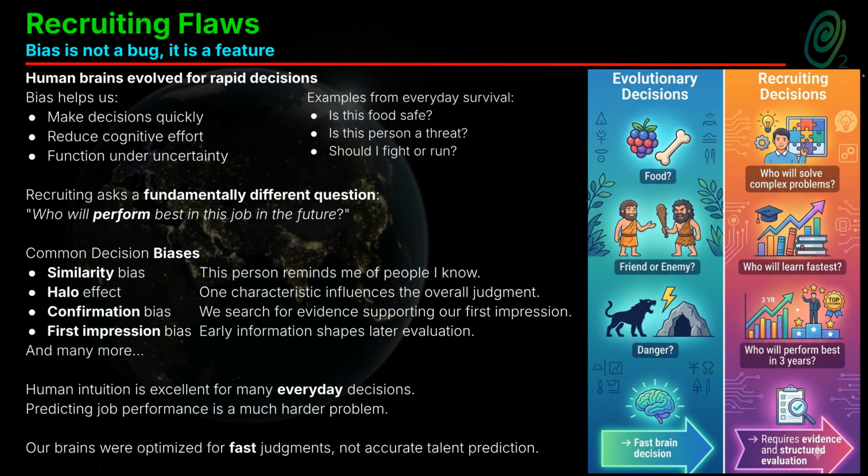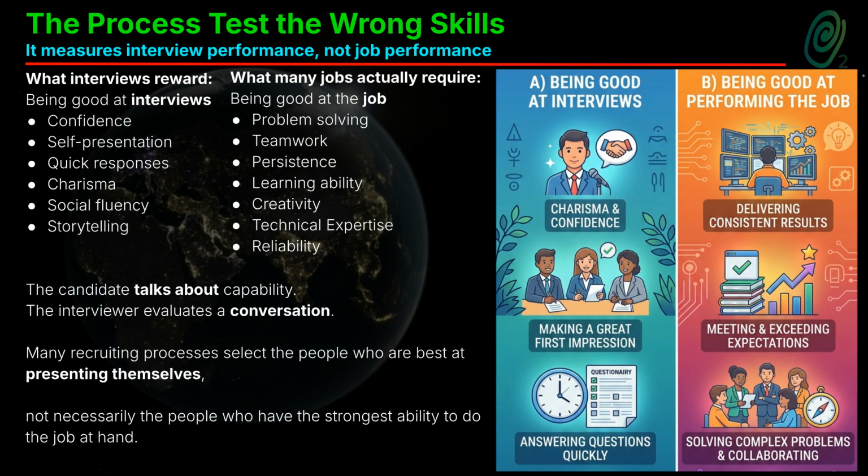Human intuition is excellent for many everyday decisions, like how to do stuff with your family. If you had to overthink everything, it would be too slow. But predicting job performance is a much, much harder task. Our brains were optimized for fast judgment, not for accurate talent prediction. And now we have another big problem in the process, because you're actually testing the wrong skills. In an interview, you measure interview performance. You don't really measure job performance. You're trying to estimate job performance, but you're measuring interview performance.